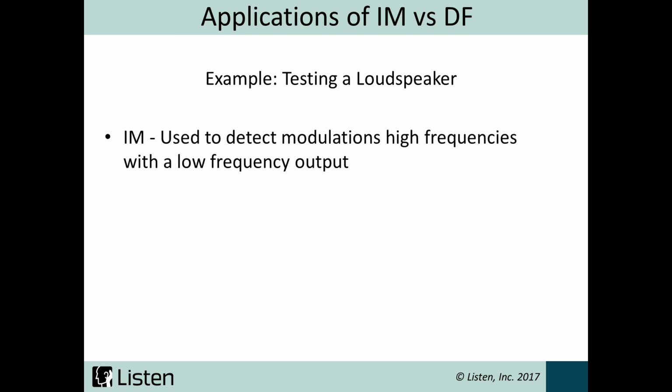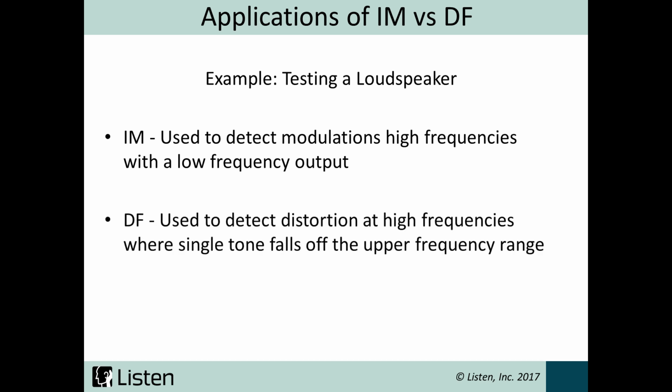Intermodulation distortion is useful to detect amplitude and Doppler modulations on high frequencies when a low frequency signal produces a large excursion on the diaphragm. Difference frequency distortion is useful to detect distortion at higher frequencies, where single-tone harmonic distortion would fall out of the frequency range of the loudspeaker or the ear.